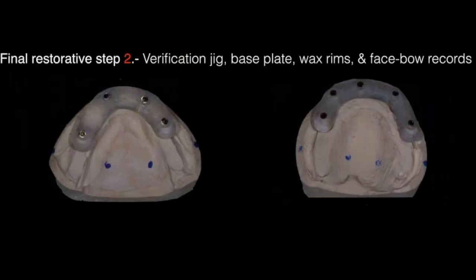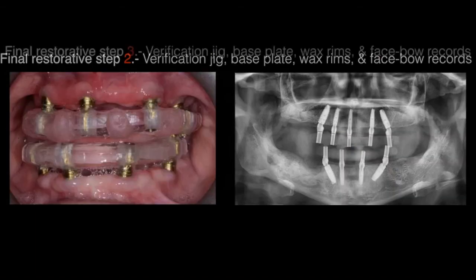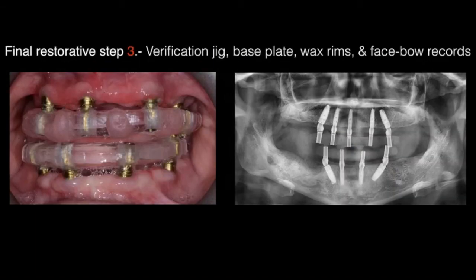The step 2, we'll send that to the lab. The lab will go ahead and give you back a verification cast and a jig. And this jig verification will make sure that the jig has a passive fit on each of the implants. So a radiograph has to be done to make sure that the jig is passively fitted. If it's not, then you have to section the jig and cure it in the patient's mouth, so that way you ensure a passive fit.